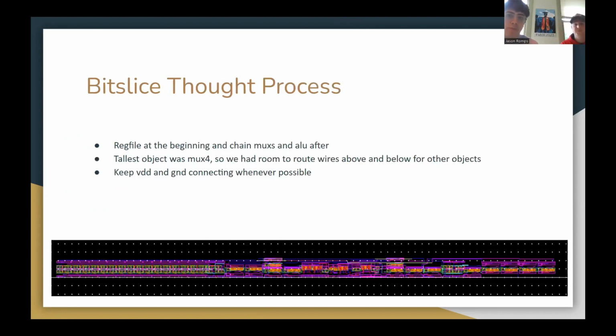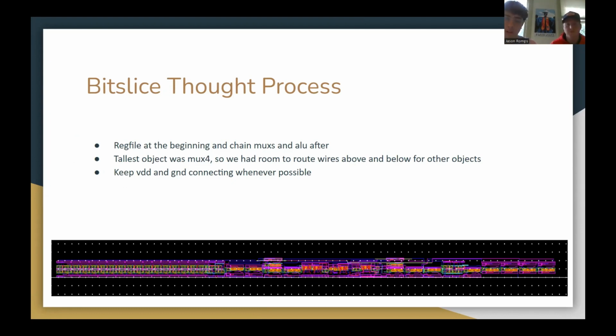Yeah, so we can talk about our bit slice thought process now, as this was a lot of the design work. We didn't really know the correct ordering and how we wanted to lay things out. So what we did was we had multiple variations of drawing this out on pen and paper just to really see what signals needed to go where. So our final design ended up with our reg file at the very beginning, and then chaining the R and S muxes after that, followed by the ALU and the mux2 that goes out, and then doing the rest of the mux logic that leads into the reg file even further after that.